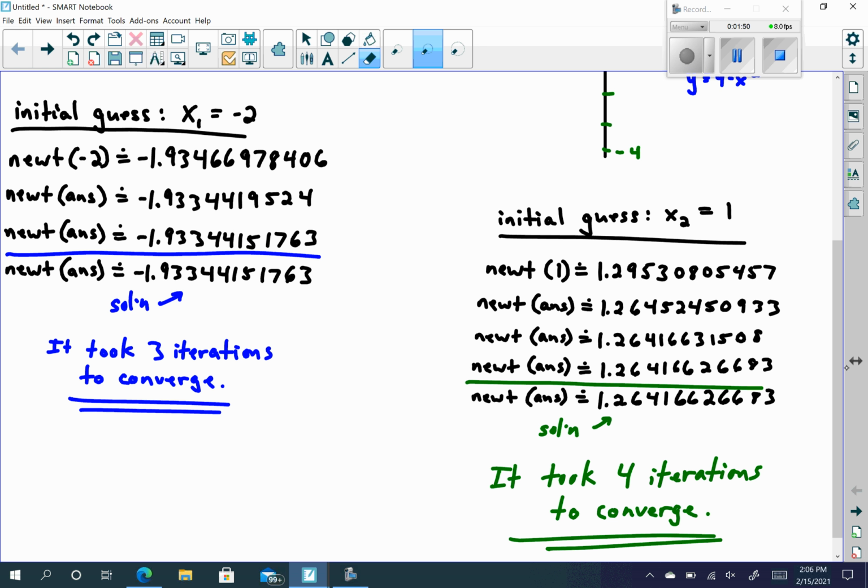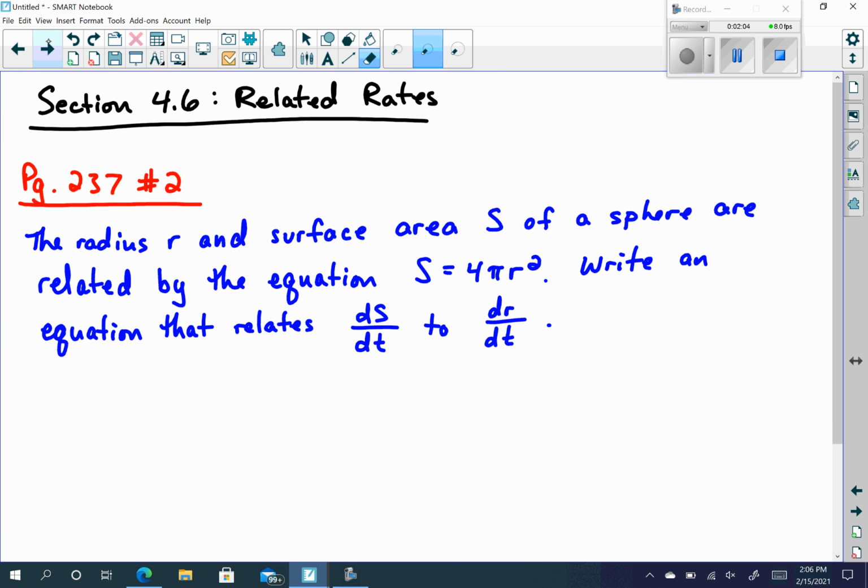All right, so today we're going to start section 4.6. This discusses something called related rates. So for the examples, I'm going to do 3 examples right out of the book, problems 2, 4, and 8. All right, so this is on page 237. Number 2 tells us the radius r and surface area s of a sphere are related by the equation s is equal to 4 pi r squared. We want to write an equation that relates ds over dt to dr over dt.